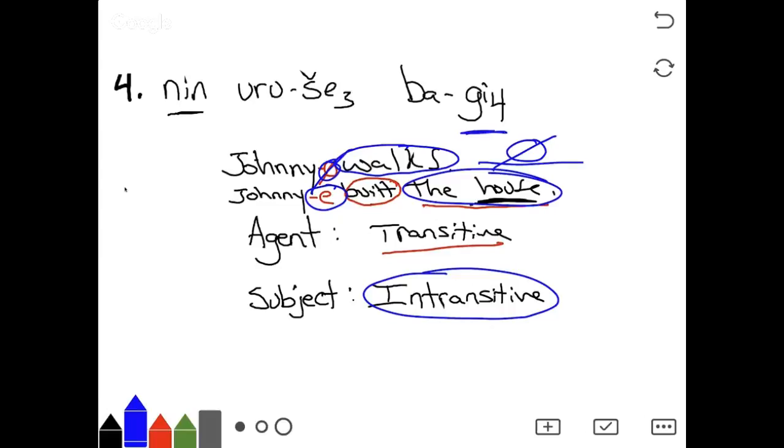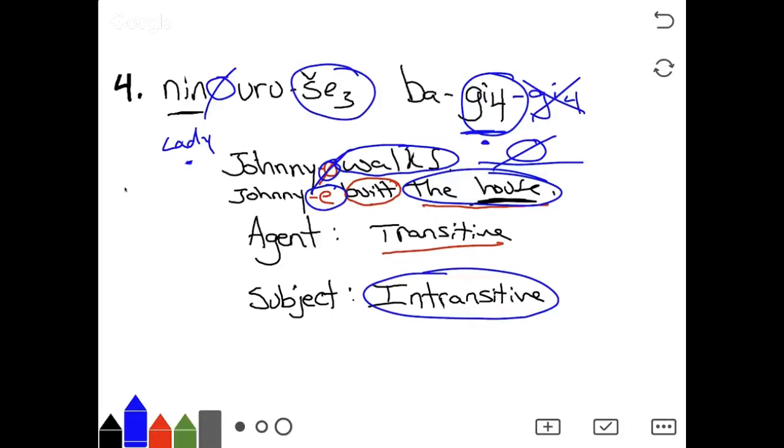So gi4, to turn or to return. Intransitive or transitive? Intransitive. That's right. So there's no mark. So nin means lady. The lady returned, ba gi4. What would it be if it were in the Maru? We've seen it. There'd be another gi4 there, right? It would reduplicate. But because there's not, the lady returned.